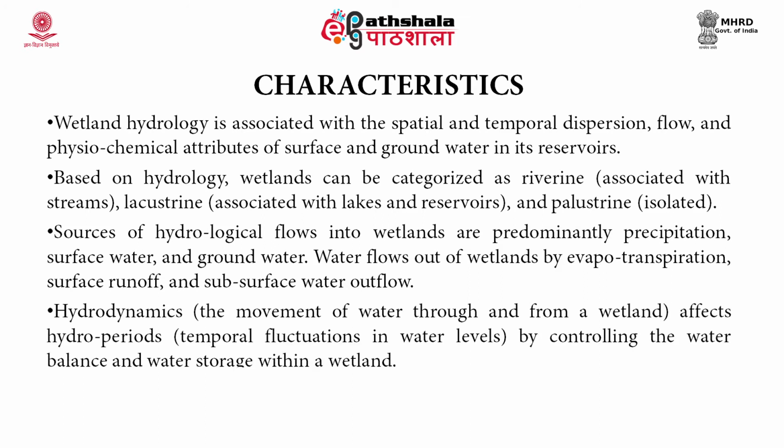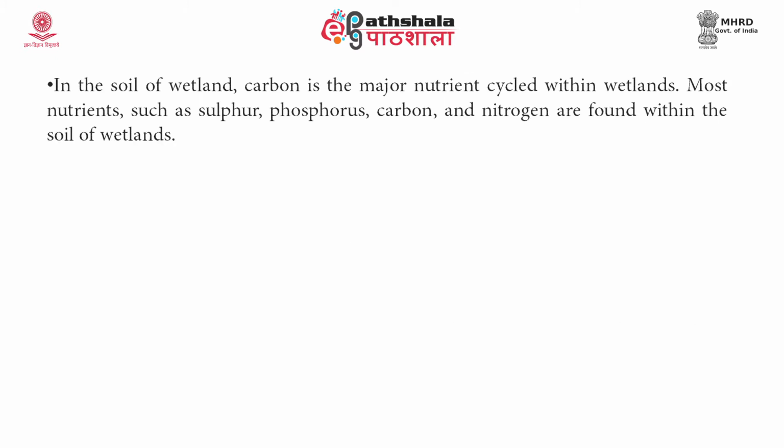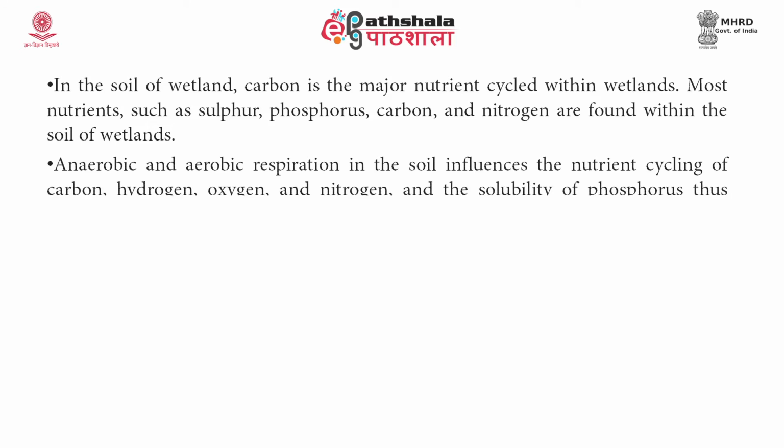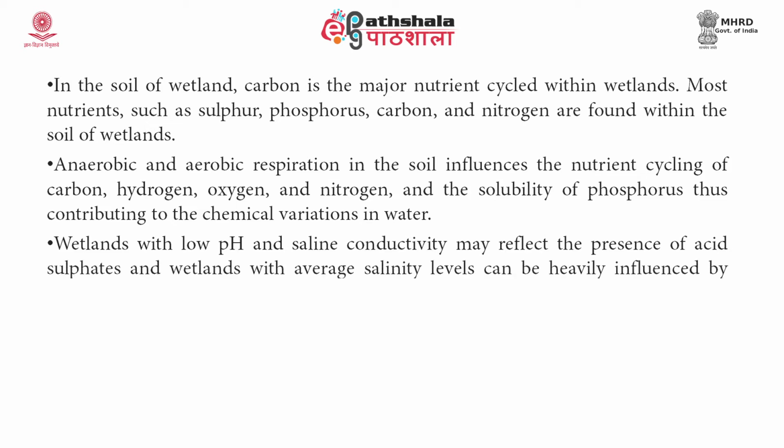Hydrodynamics, the movement of water through and from a wetland, affects the hydroperiod, that is, temporal fluctuation in water level, by controlling the water balance and water storage within a wetland. In the soil of wetlands, carbon is the major nutrient cycled. Most nutrients such as sulfur, phosphorus, carbon and nitrogen are found within the soil of wetlands. Anaerobic and aerobic respiration in the soil influence the nutrient cycling of carbon, hydrogen, oxygen and nitrogen and the solubility of phosphorus, thus contributing to chemical variation in water. Wetlands with low pH and saline conductivity may reflect the presence of acid sulfates, and wetlands with average salinity levels can be heavily influenced by calcium and magnesium.